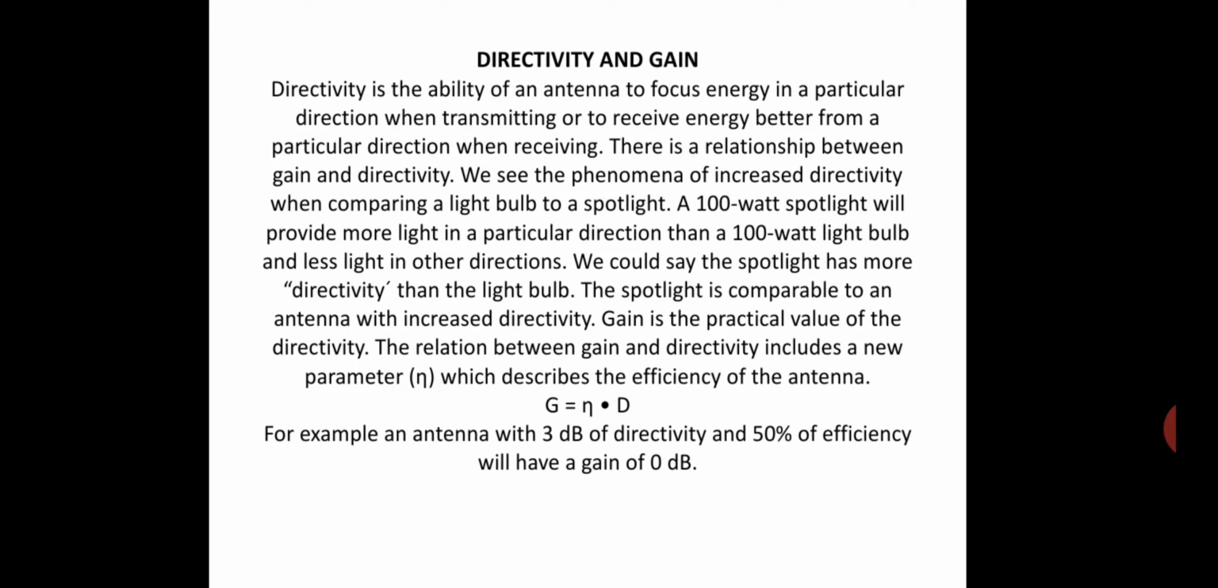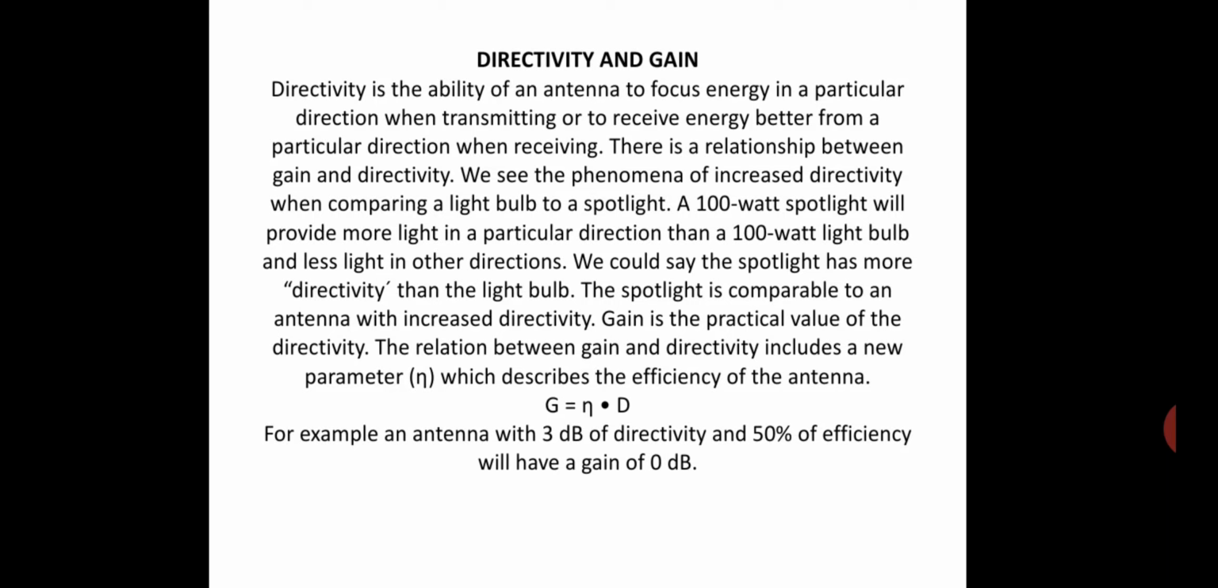There is a relationship between gain and directivity. We see the phenomenon of directivity when comparing a light bulb to a spotlight. A 100-watt spotlight will provide more light in a particular direction than a 100-watt light bulb, and less light in other directions. We would say the spotlight has more directivity than the light bulb. The spotlight is comparable to an antenna with increased directivity.